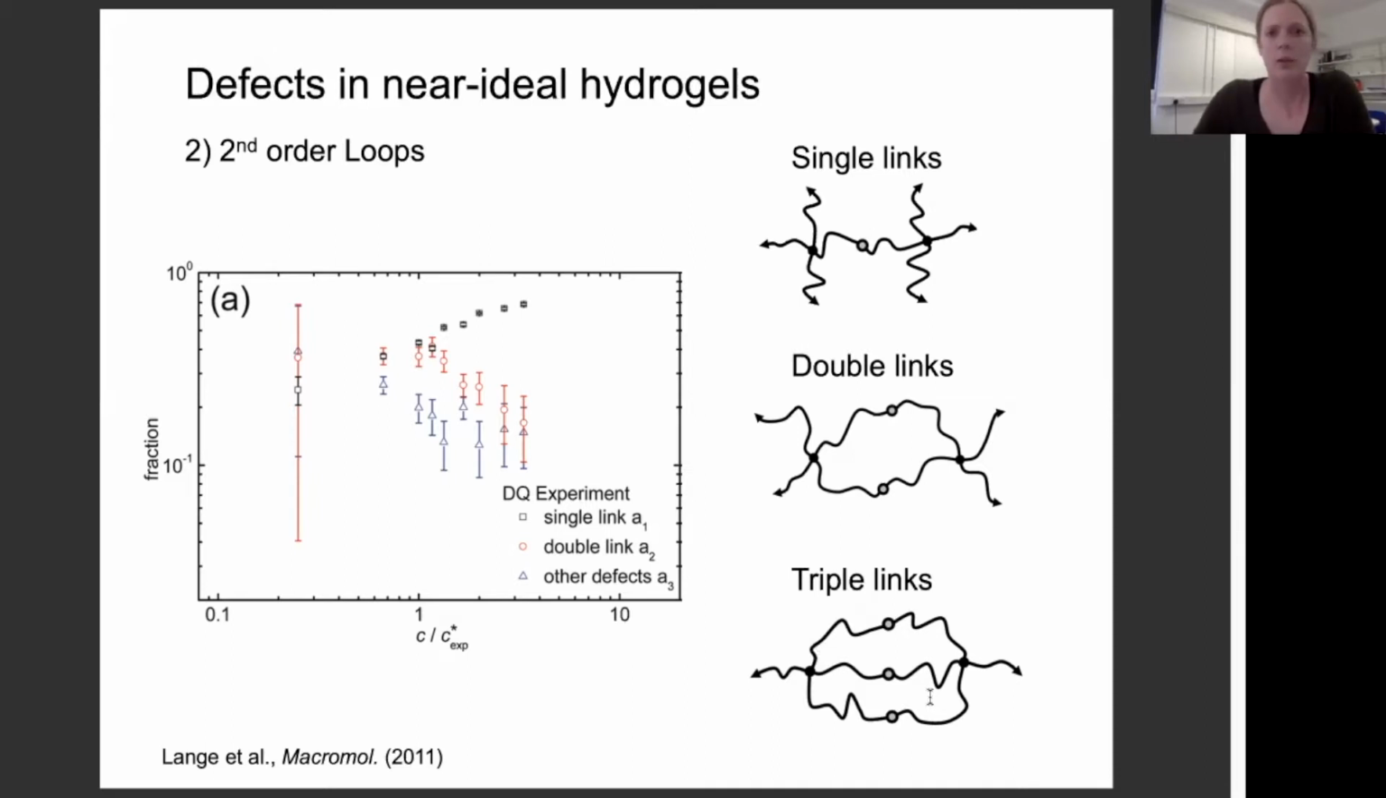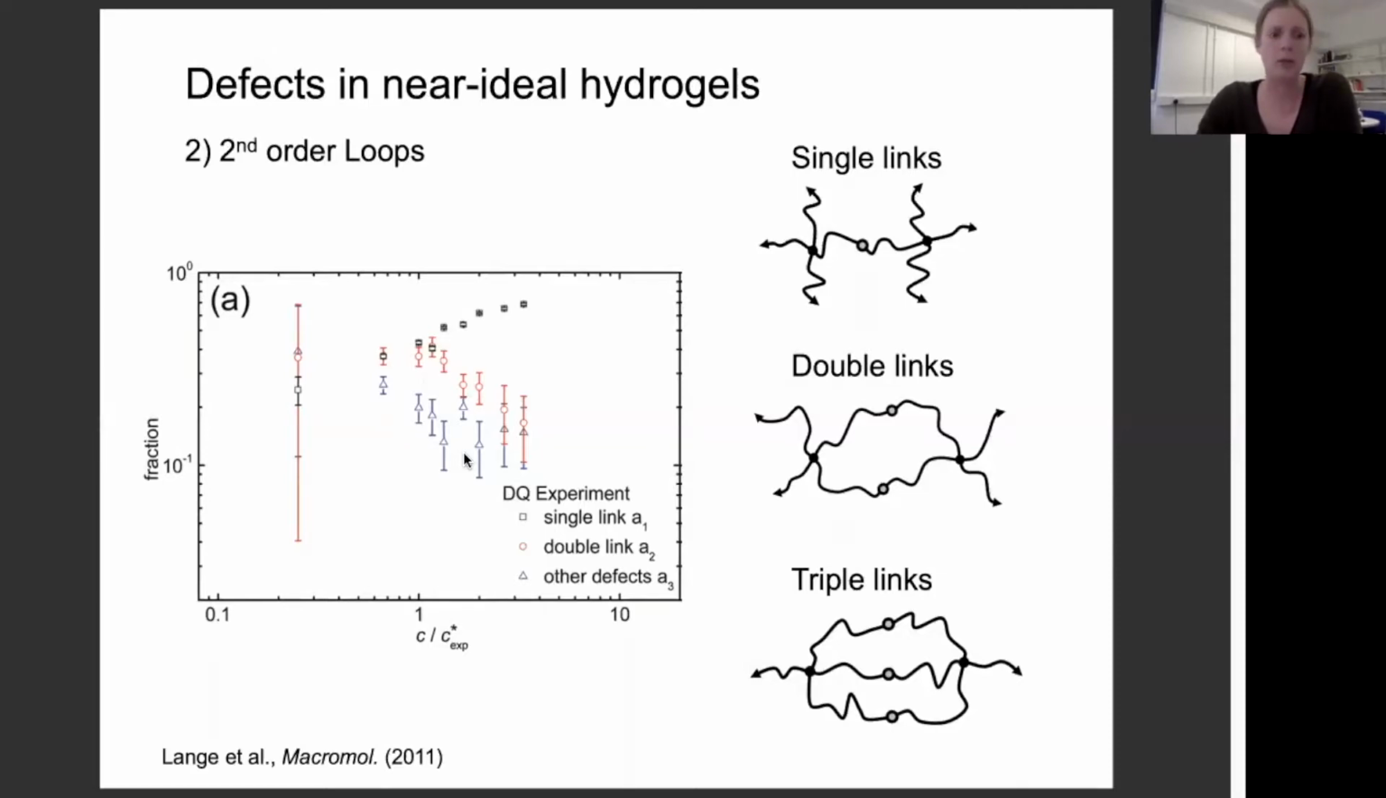Again, these and other loops are a bit trickier to quantify in experiment, but there has been some work trying to measure them, and the finding is that usually the loop fraction decreases when the concentration increases. So this is showing the concentration, and here they have the loop fraction, and the red and the blue represent all these topological defects, and they decrease when the concentration increases. So in this work, we would like to propose a modeling approach that can capture to some extent the effect of these dangling ends and second-degree loops, and look at the effect on the elasticity of these near-ideal hydrogels.